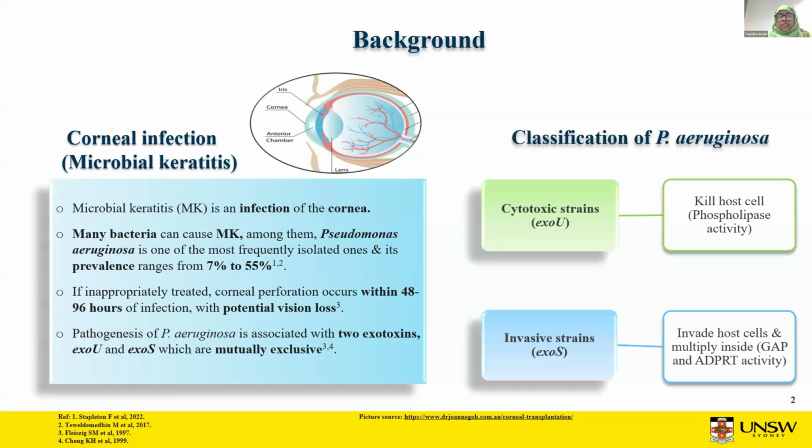Based on the presence of these two genes, Pseudomonas aeruginosa can be classified into two major groups. The first one is the cytotoxic group, which contains the ExoU gene and can kill the host cell because of its phospholipase activity. On the other hand, the invasive strain contains the ExoS gene, and this strain can invade and multiply inside the host cell because of its GAP and ADPRT activity.